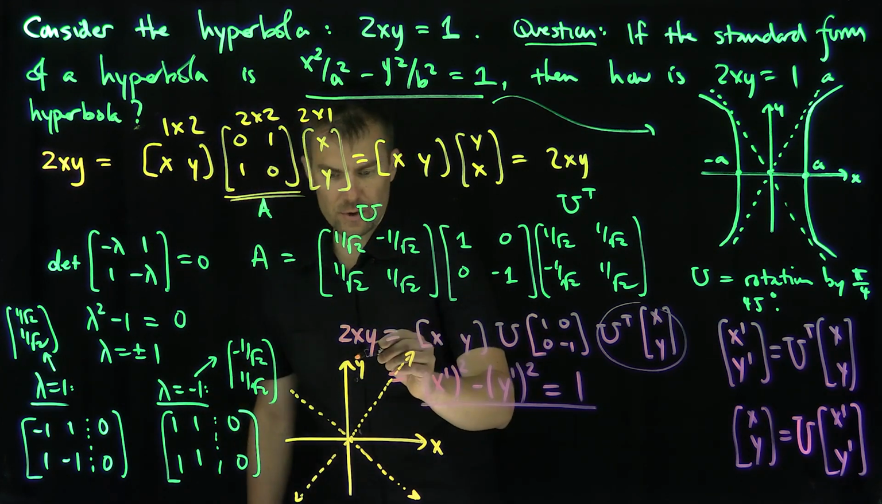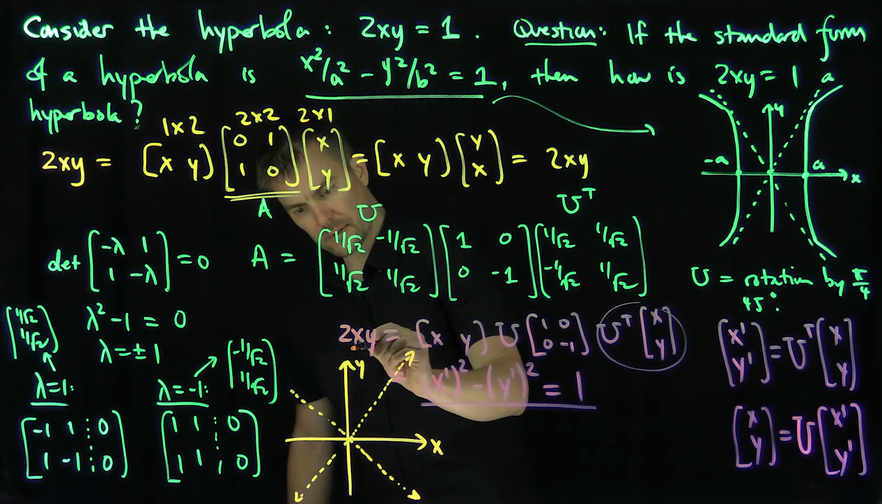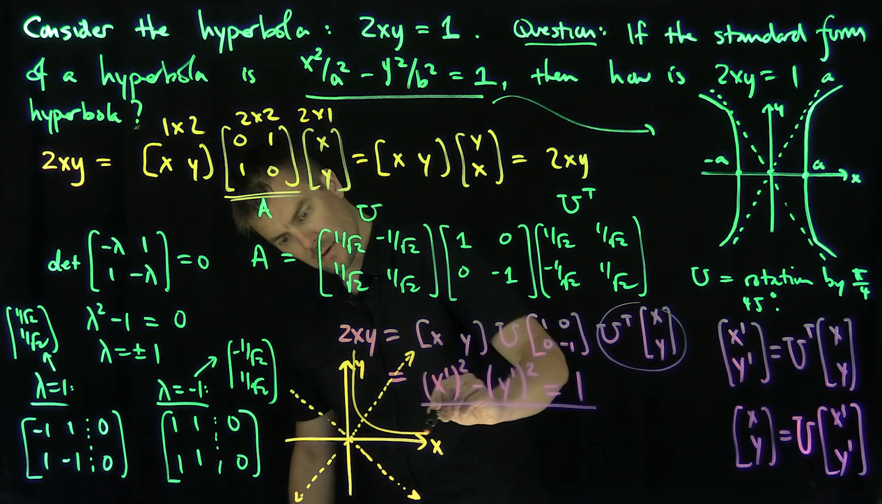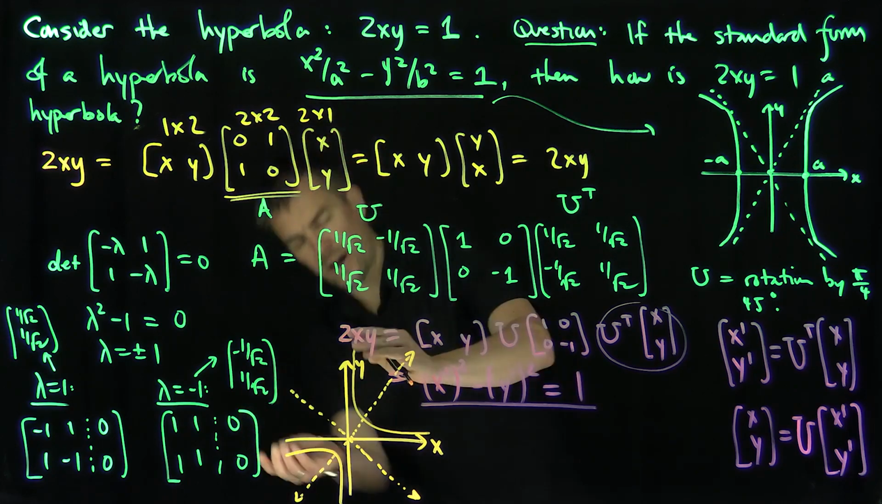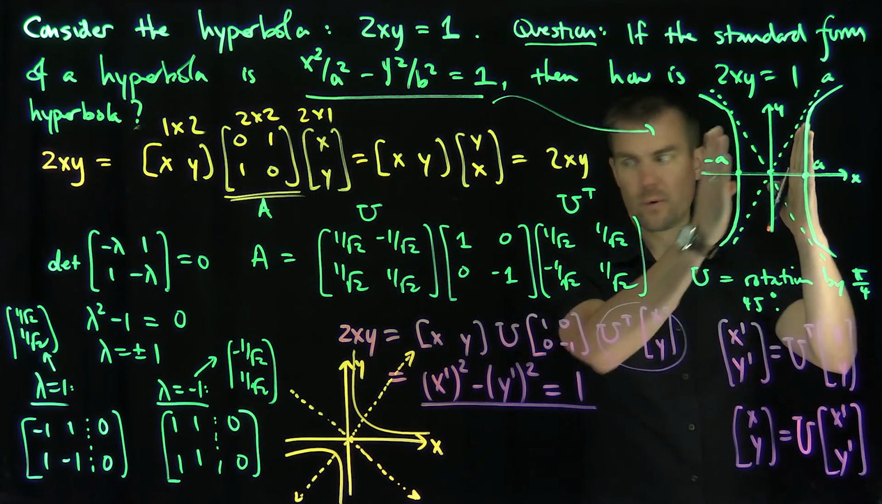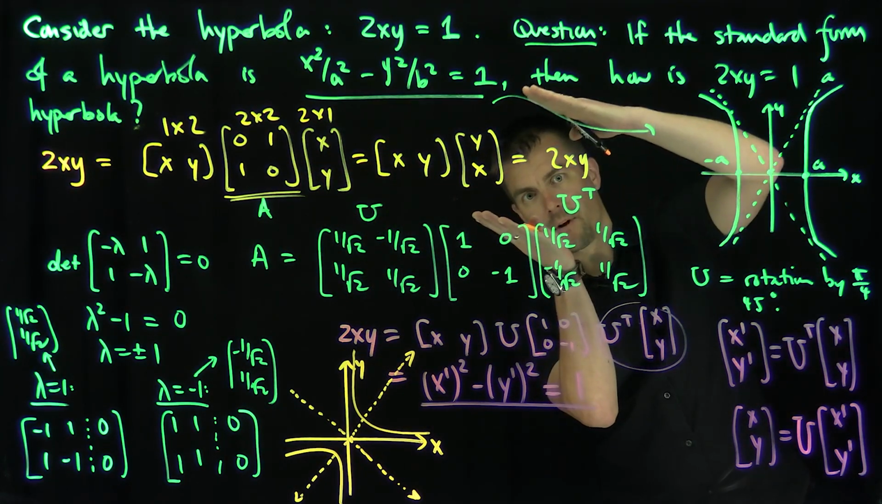So I do a 45-degree rotation. What's going to happen over here? I'm going to get something like this, like that, and like that. And so now I've seen that I've just taken this hyperbola over here and I've just rotated it by 45 degrees.